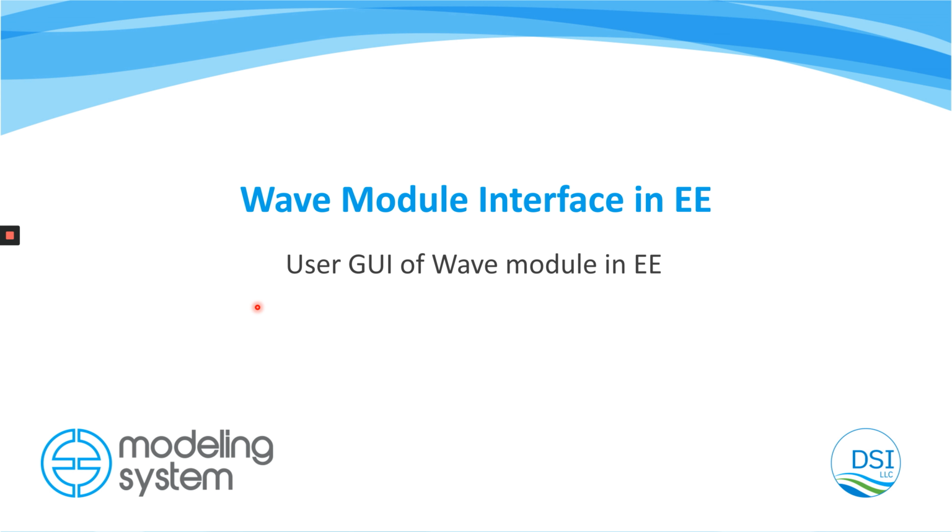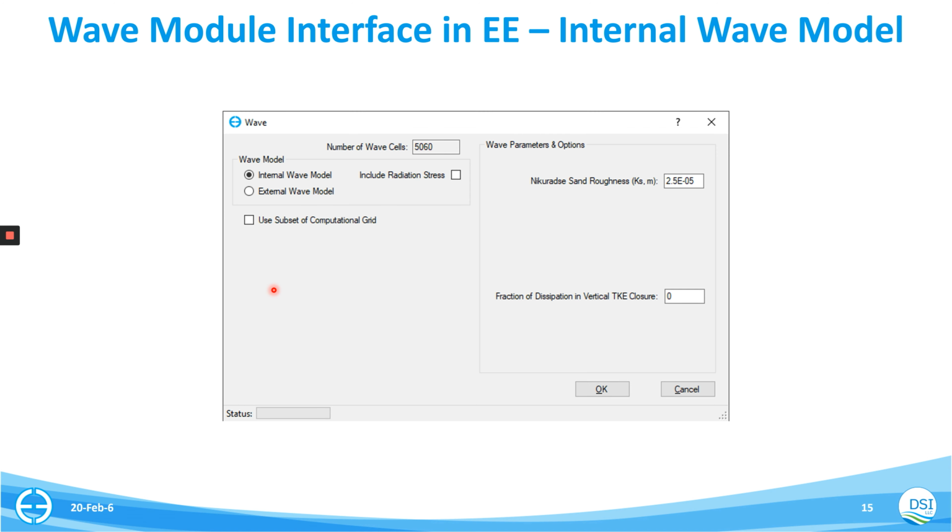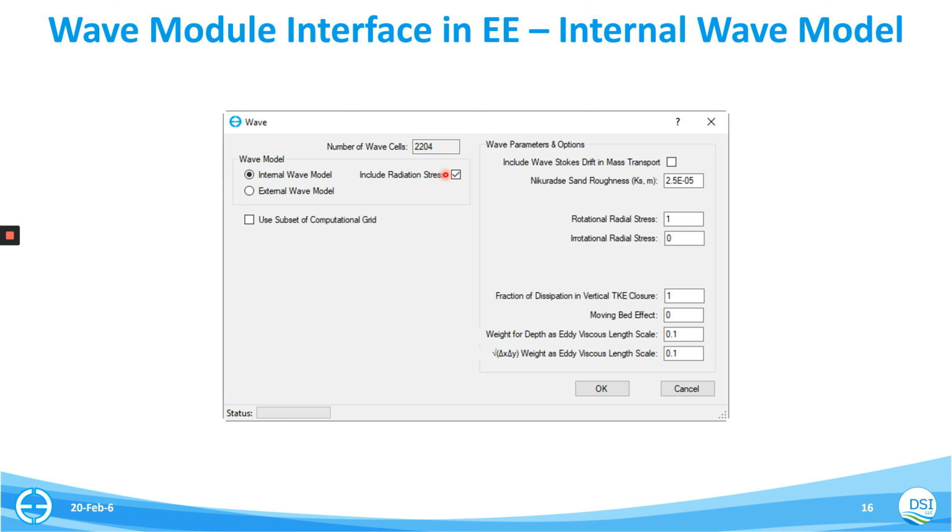So now I'm going to go through some of the basic knobs and parameters in the GUI interface. So this is the first window people will see. Here, it allows users to select internal or external wave module. And by the checkbox here, users can define whether they want to include radiation stress in the calculation or not. And then it pops up other additional parameters for users to set up.